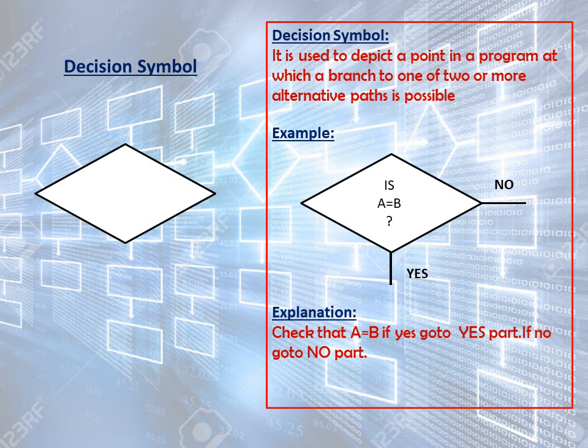At that time we are going to use this type of symbol, depending on the logic of your program. Example: is A equals to B? If yes, then it will go to the yes part. If no, then it will go to the no part. From this, we have to go one of the decisions, either yes or no. That time we are going to use the decision symbol, whether a number is prime or not, whether a number is even or odd. In such situations, we use this type of symbol. This is a decision symbol. Check that A equals B. If yes, go to the yes part. If no, go to the no part. So this is about the decision symbol.